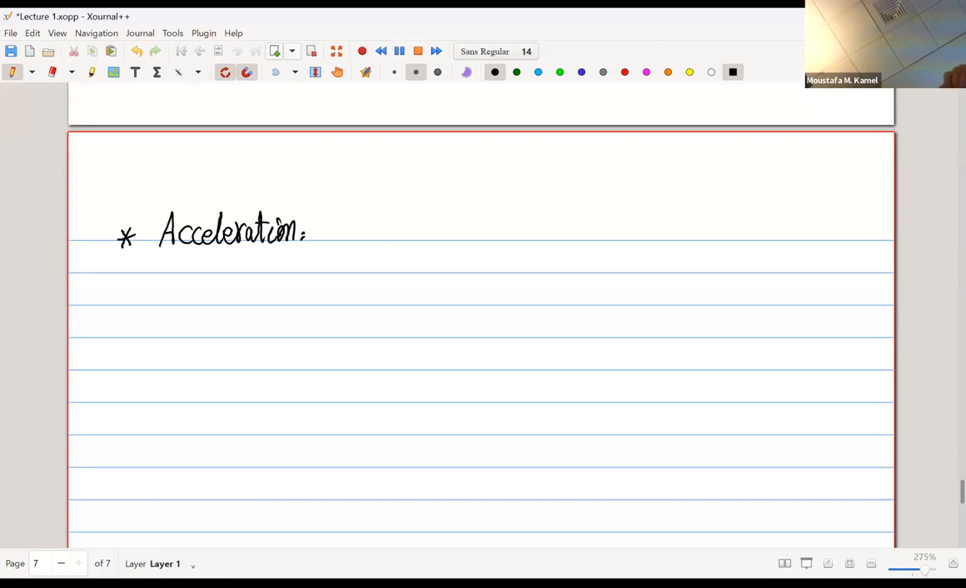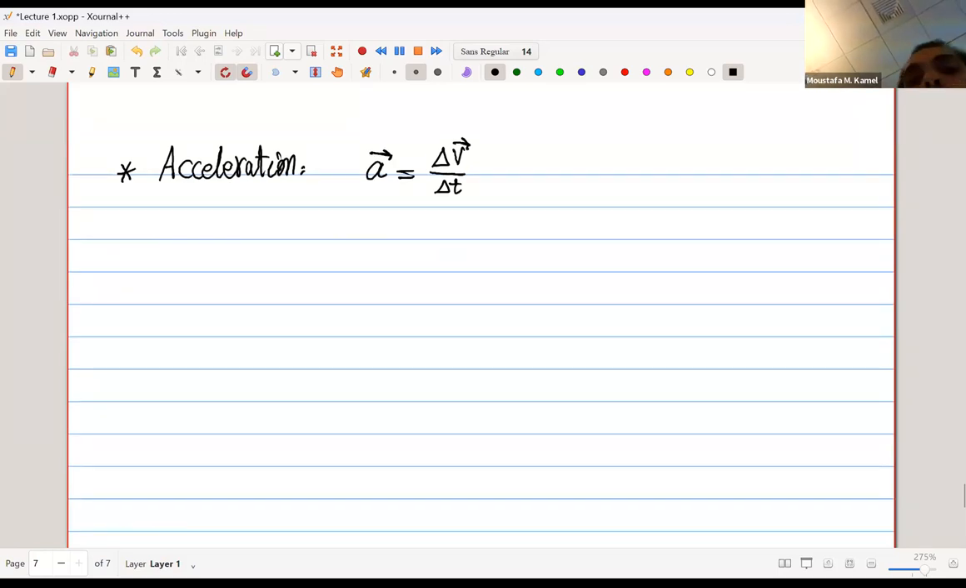Right. Change of velocity over time, just like the velocity will change of displacement over time. So acceleration, we denote it as A vector, is the change in velocity over change in time. And that can be rearranged, like delta V is just V final minus V initial, V final minus V naught over delta T.